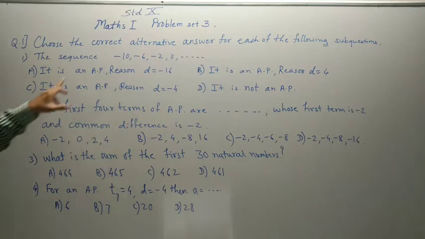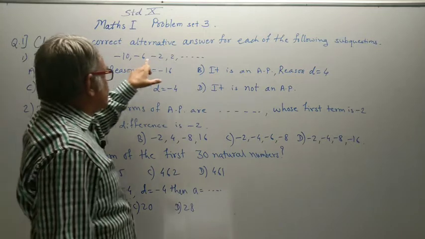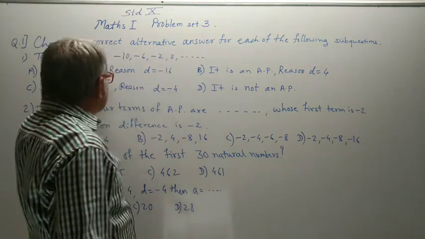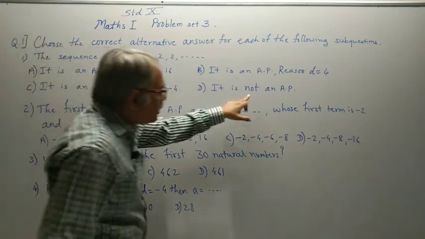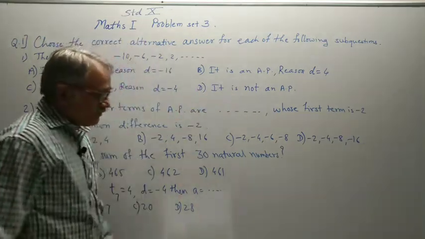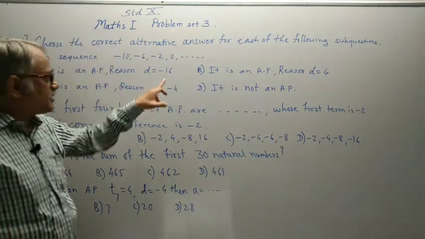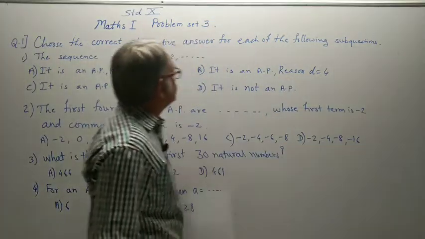The first question: a sequence is given, -10, -6, -2, 2. Purposely the word sequence is used. It is asked whether it is an AP or not an AP. If AP, what is D? D is -16 or -4 or +4.